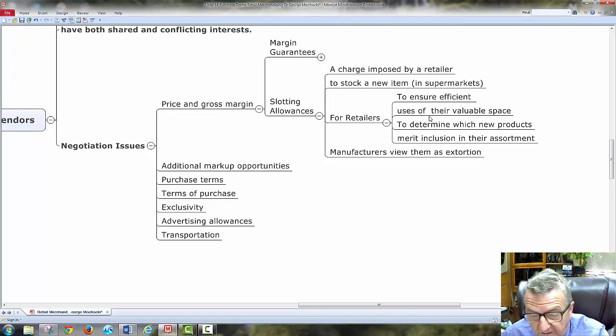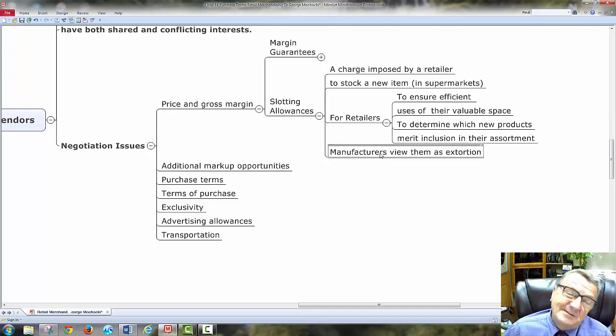All right? But you want that, you're going to pay for that premium spot to determine which new products merit inclusion in their assortment. Manufacturers look at that as extortion. We're helping them, and you're going to charge me. I'm a business person. That's where the negotiation is. That's sometimes some conflict. Sometimes I may not charge them. Hey, that's a good idea. I kind of like that.